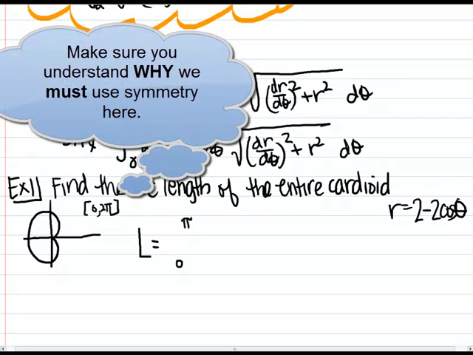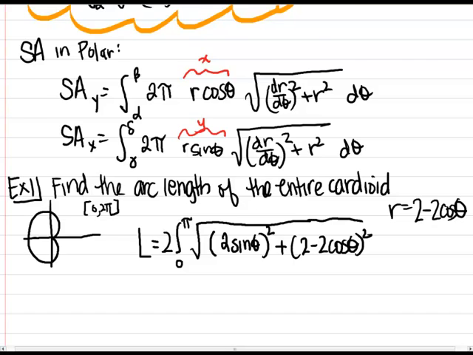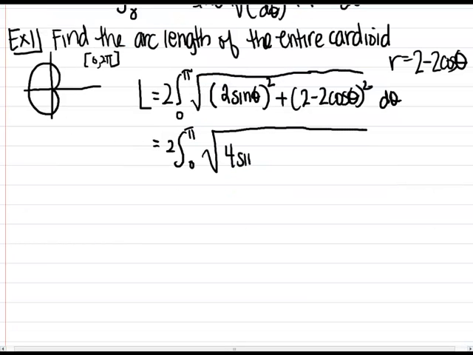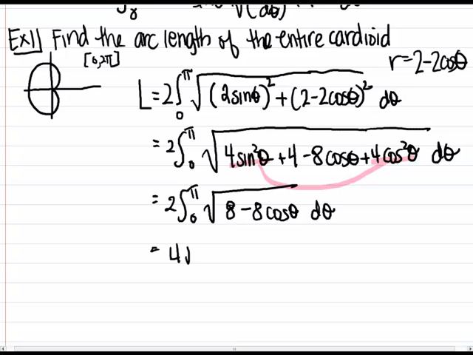So what we have to do here is double the integral from 0 to pi, and then work out our arc length formula. So I need to plug in dr/d theta, which happens to be 2 sine theta, and r squared is 2 minus 2 cosine theta squared. So simplifying this integral, we have 4 sine squared theta plus 4 minus 8 cosine theta plus 4 cosine squared theta d theta. We're going to go ahead and put these two together, which is going to add up to 4, and then we're going to have 8 minus 8 cosine theta left over. I'm going to pull out my constant 8, and I have 1 minus cosine theta.